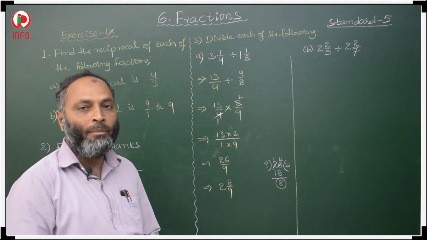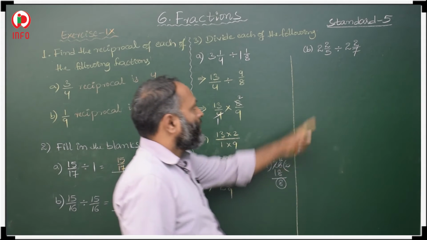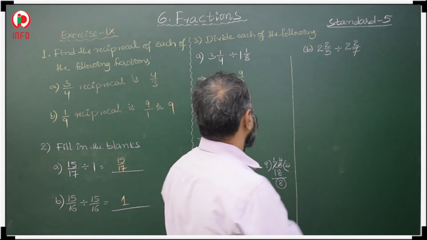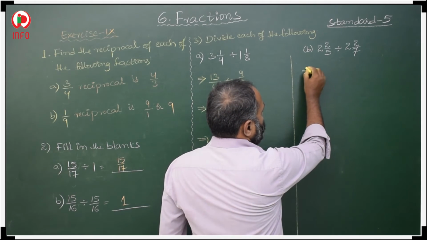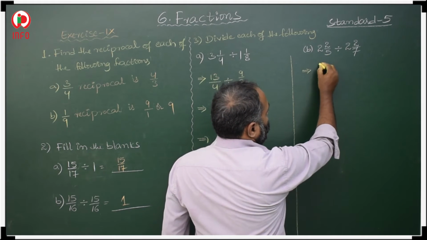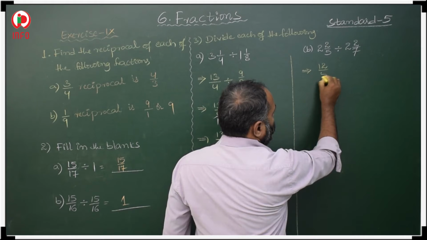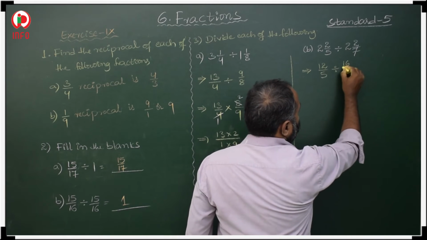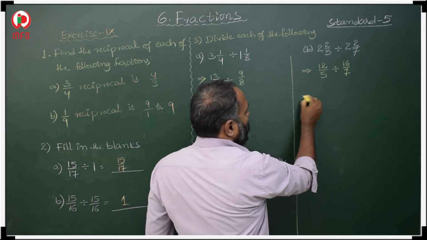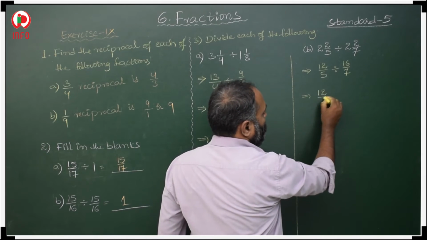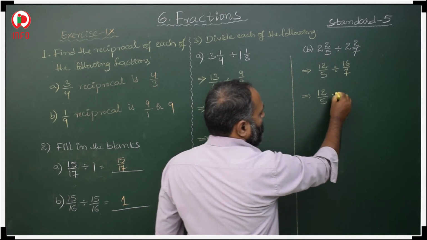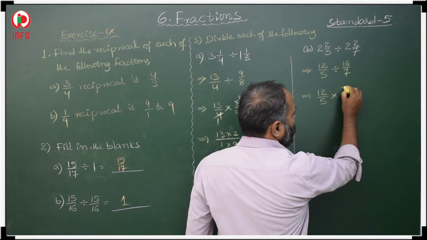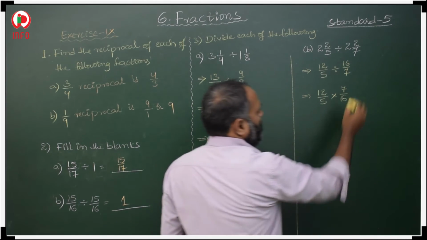Now the second question. It is in mixed fractions, so we have to write these mixed fractions as improper fractions first. 5 2s are 10, 12, 12 by 5, divided by 7 2s are 14, 16 by 7. Now 12 by 5, instead of division, you have to keep multiplication. 16 by 7, we have to take the reciprocal of this divisor, 7 by 16.